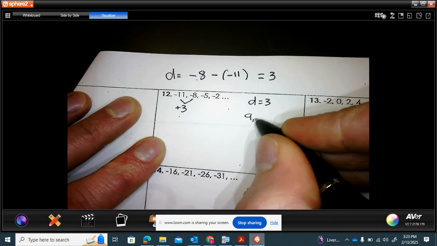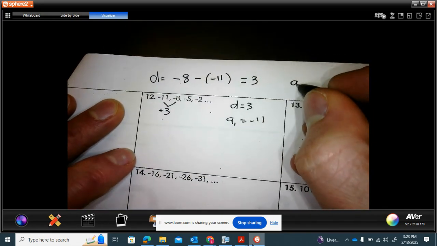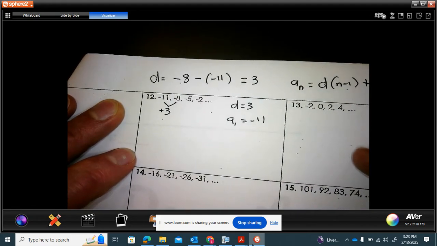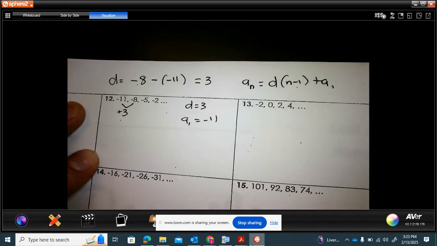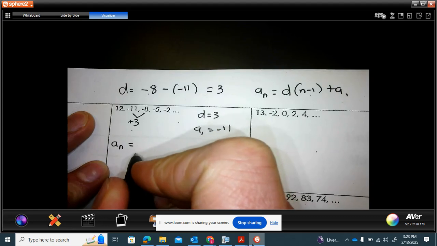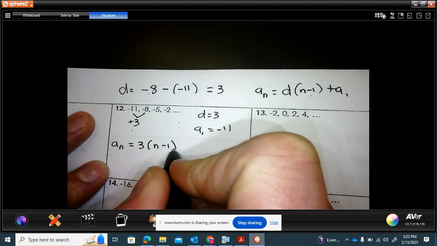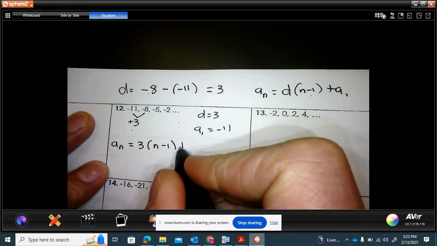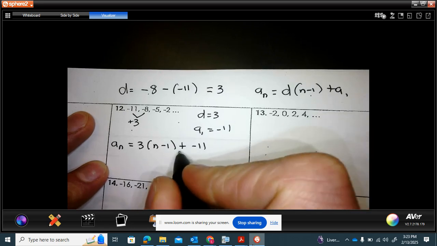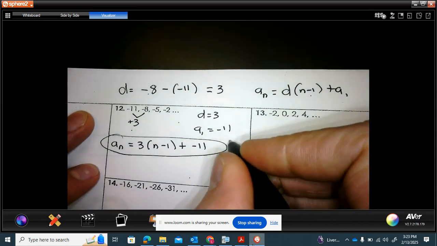And then my A1 is negative 11. So this time, again, I'll write the formula up here. It's AN equals D, N minus 1, plus A1. So I have to put AN, I'm just finding the nth term. I have to plug in D, and then I have to add A1. So you could put plus negative 11 or you could just put negative 11. Same thing. So that's the nth term.